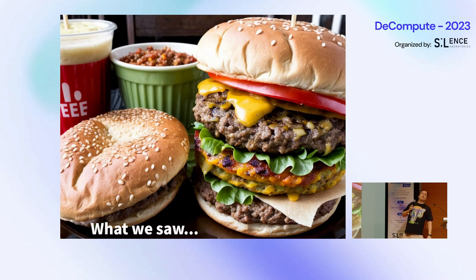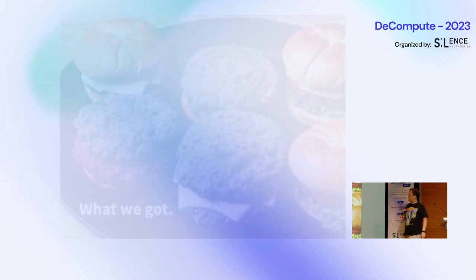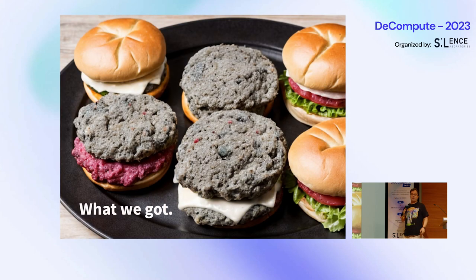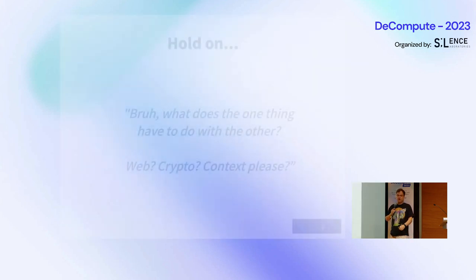So what we assumed we would get when patching things quickly was this, but what we actually got was these disgusting rotten burgers based on this rotten stack that I described earlier, on these ancient technologies that we rely on and that we never dared touch.